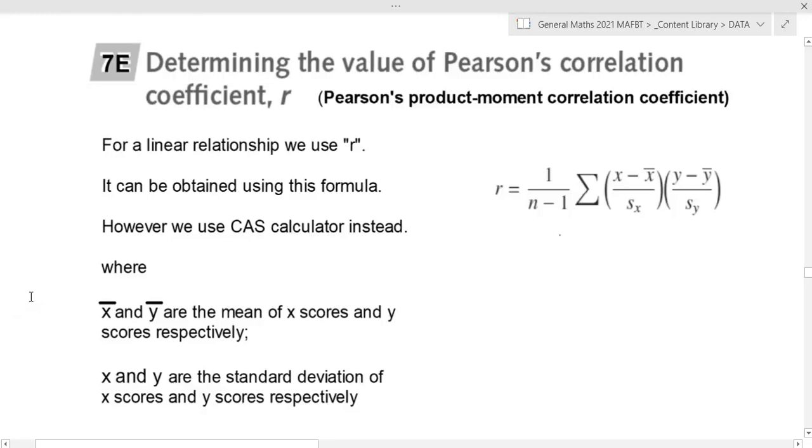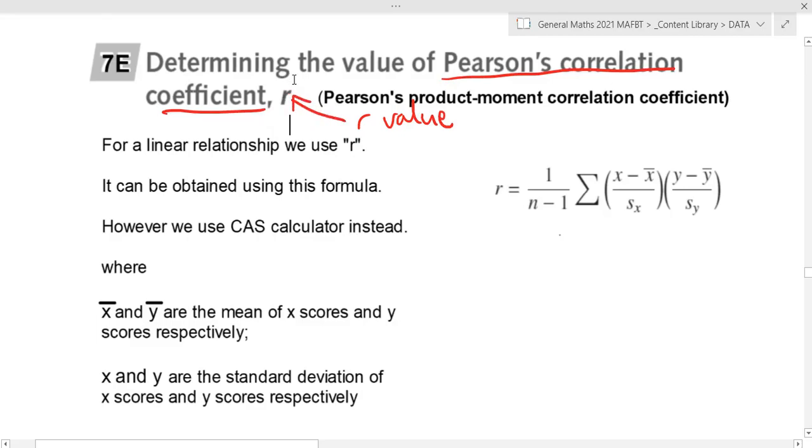Alright students, welcome to the next lesson of our Chapter 7 Bivariate Data Unit, and we're looking into Chapter 7e, which is determining the value of Pearson's correlation coefficient R, or just determining the R value. Whenever you see Pearson's correlation coefficient, it's just referring to the R value.